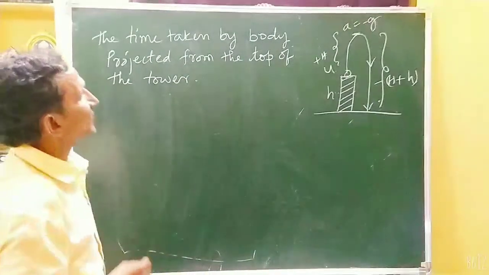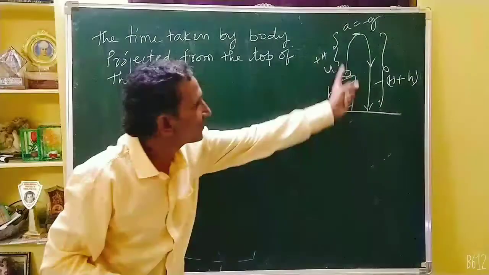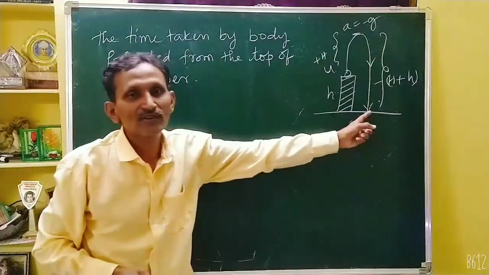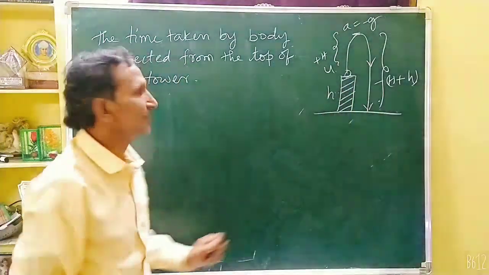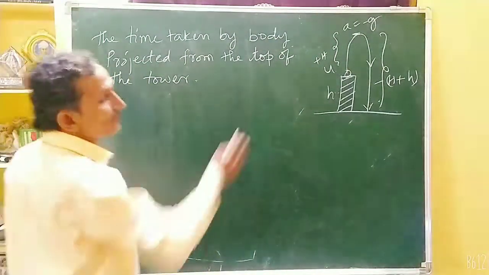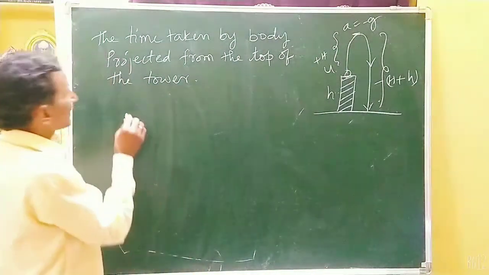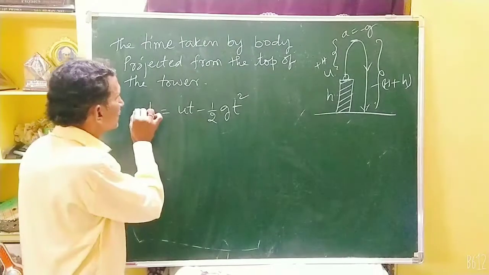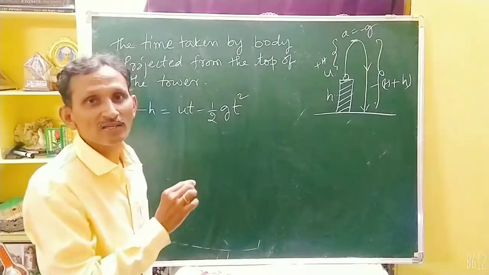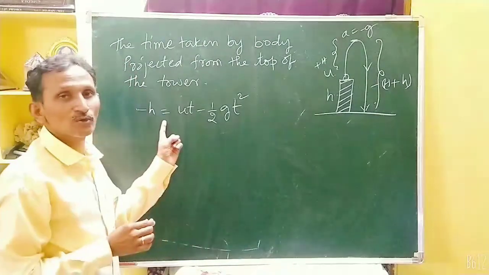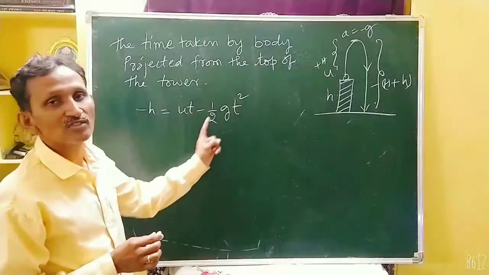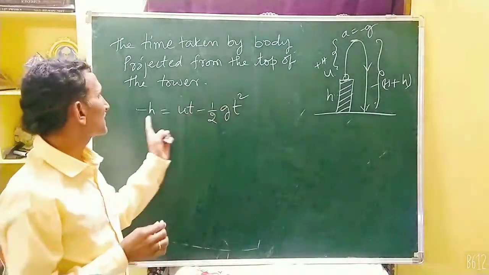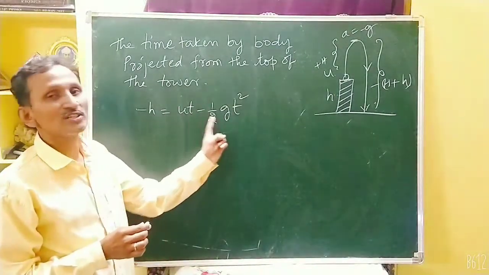So let us see what is the total time taken by the body to travel from over here to reach the foot of the tower. So let us calculate that. What is the formula to calculate the maximum height? The maximum height formula is minus h is equal to ut minus half gt square.